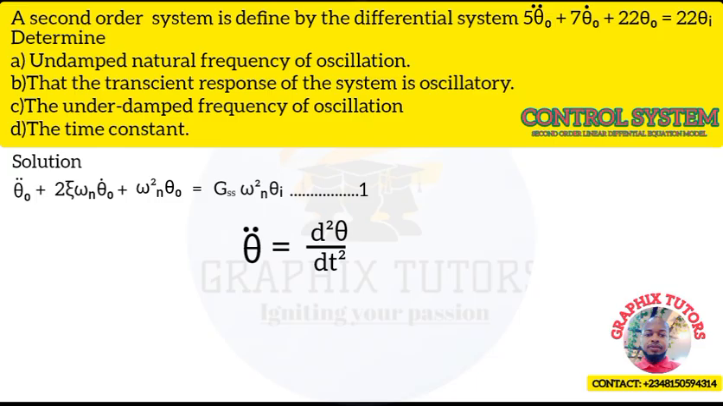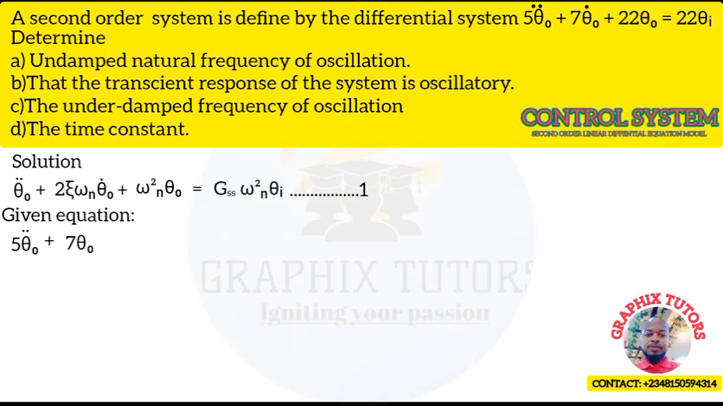Now, the given equation from the question itself is given as 5 theta sub o with double dot plus 7 theta sub o with a single dot plus 22 theta sub o with no dot equals 22 theta sub i with no dot, right? So this is what we have here.